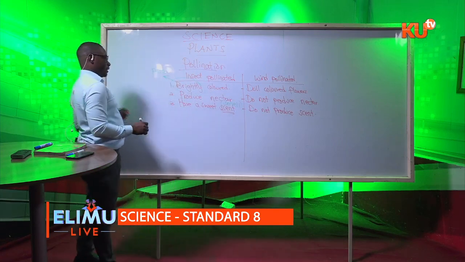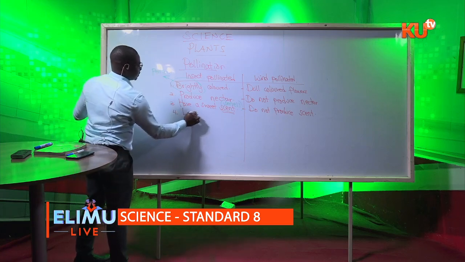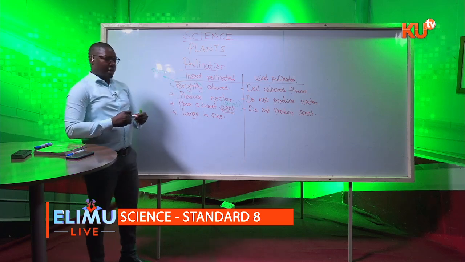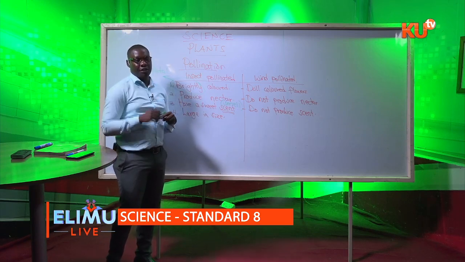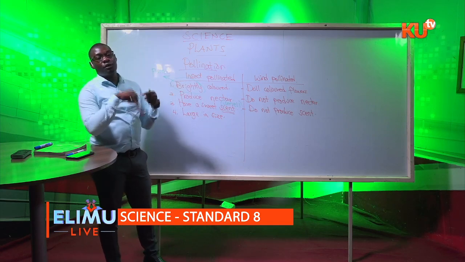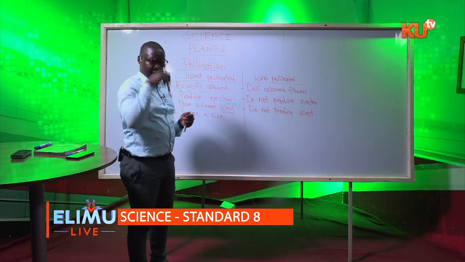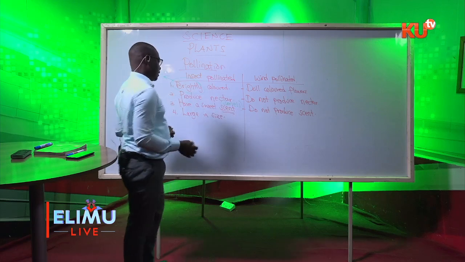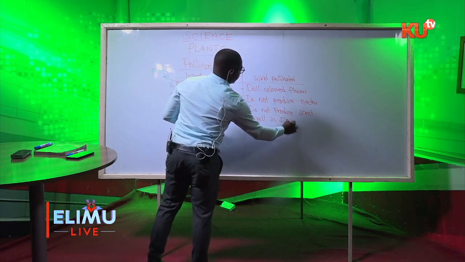Number four, characteristic of insect pollinated flowers: they are large in size. Why will they be large in size? They are large in order to allow the insect to fit inside the flower. Remember, if the flower is too small, the insect will not get inside the flower. And for pollination to take place, the insect must get inside the flower. The wind-pollinated flowers will be small in size.